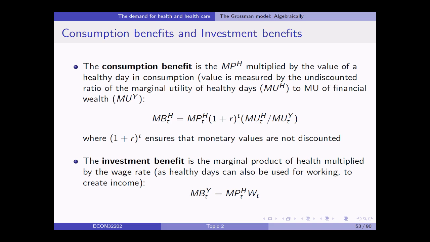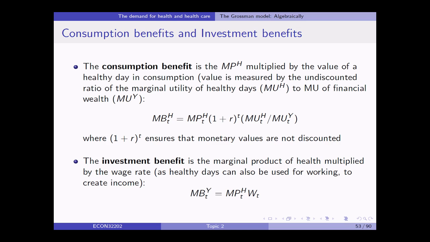So the marginal consumption benefit, MBTH, is essentially this term here. So it's the marginal product of health, undiscounted, times the ratio of how much more utility you get from being healthy, divided through the marginal utility of extra income. So this is the ratio, the trade-off, the marginal rate of substitution between health and income.